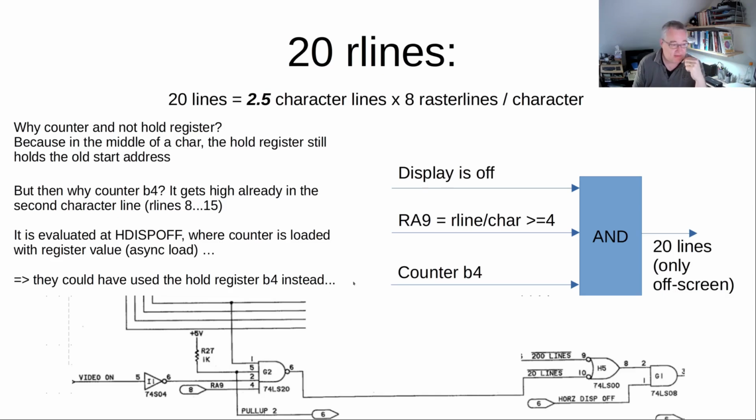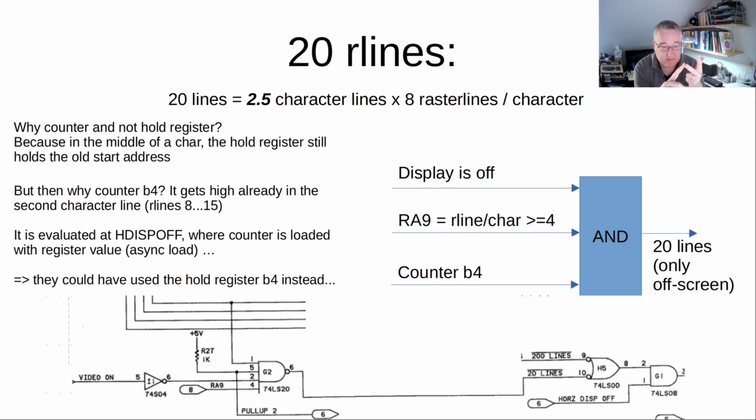But at that situation, the counter is loaded with the register value. So they could have used the hold register before instead. And this means that this is actually then from the hold register bit 4, which is, as we said, we have 0, 10, 20, and the 20 is the 16.